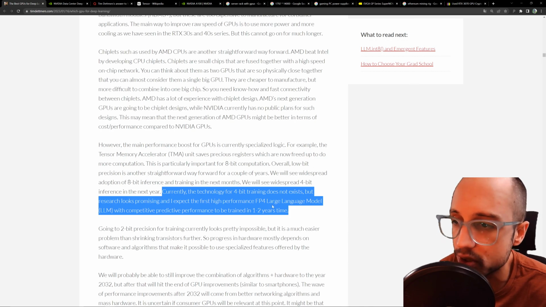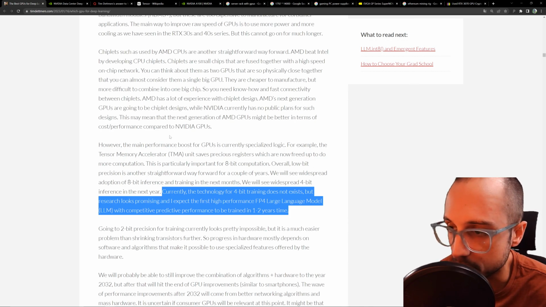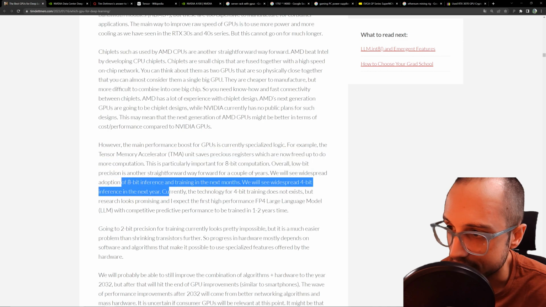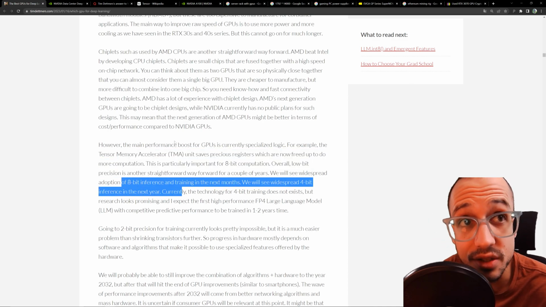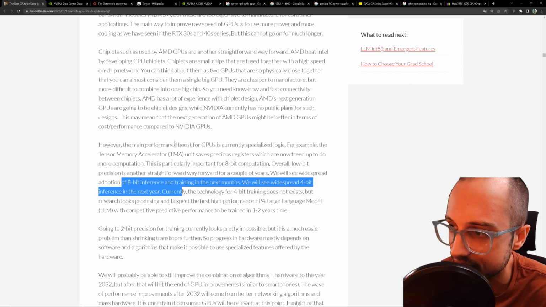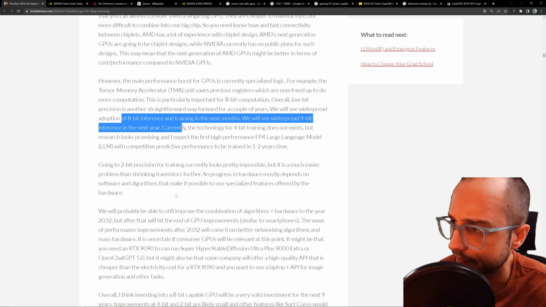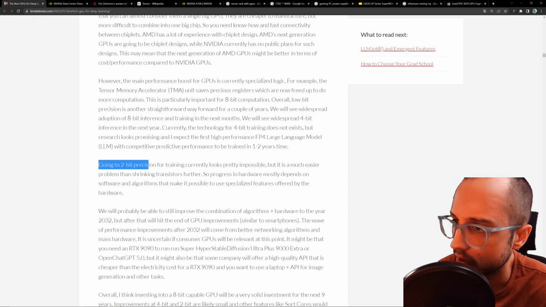So the GPUs aren't getting faster, but we're getting better at compressing the models. You go from 16 to 8-bit, half the size. 8-bit to 4-bit, half the size again. So the same model is just going to get smaller, and that's how you're going to get the inference speed higher.